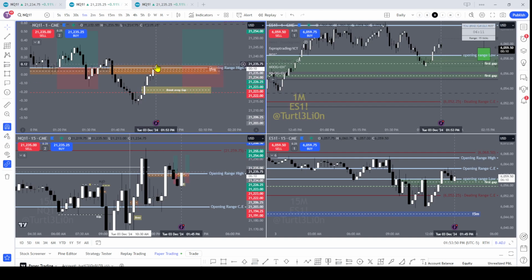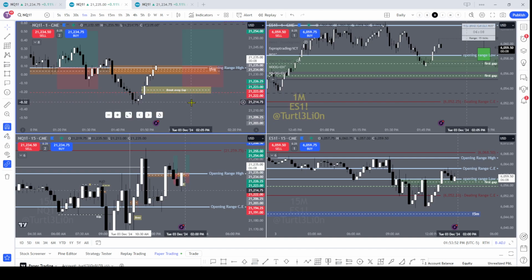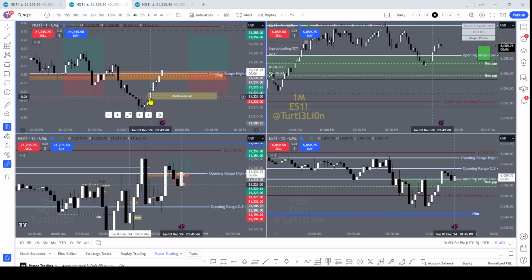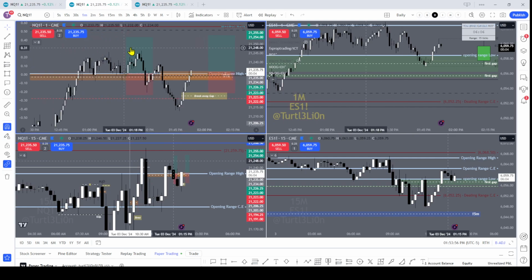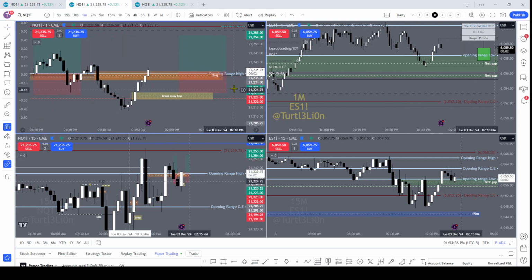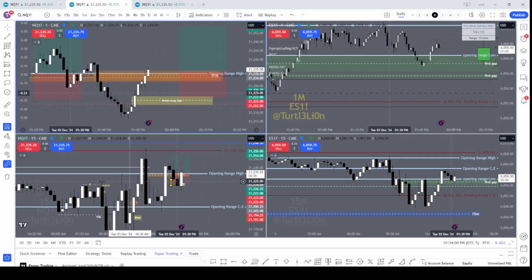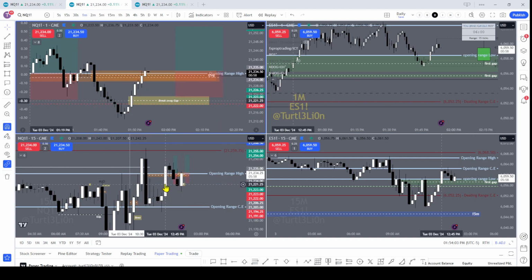Close above this inversion fair value gap. We'll come down and touch it. That's an entry for me. We have a breakaway gap down here, reaching towards buy side liquidity. Two seconds left, 15-minute, coming out of a 15-minute BISI here.